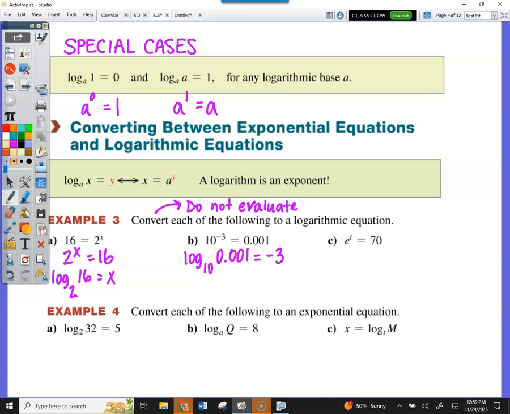All right, look at the next one. E to the t equals 70. Don't let the e throw you off. Remember we talked yesterday about how e is an exponential equation. It's a function. So this is an exponent. T is the exponent, so the base of my log will be e, right? Because the base of the exponent is e, and the other two do what? They switch.